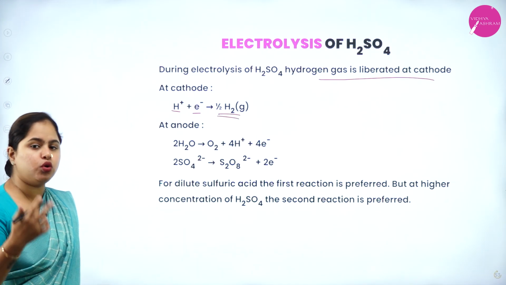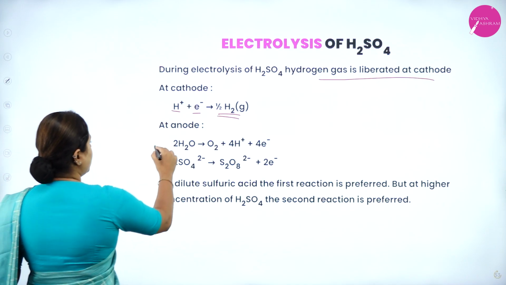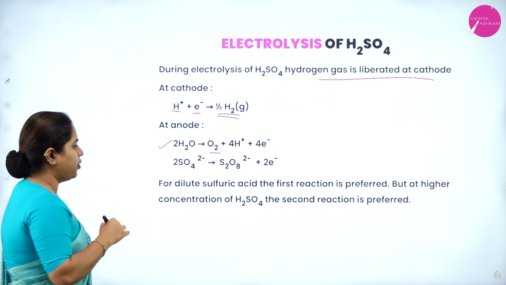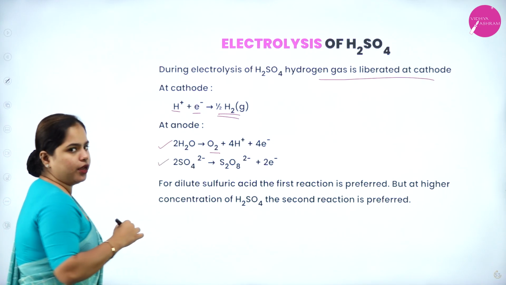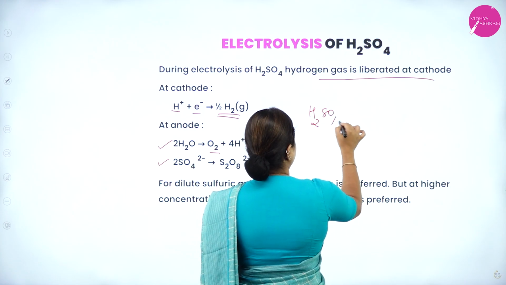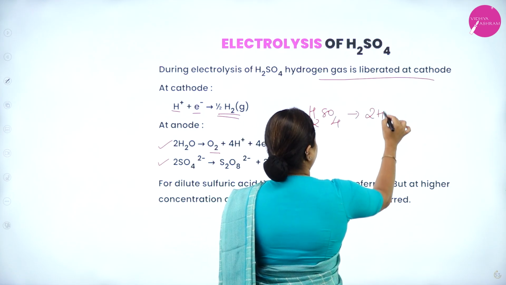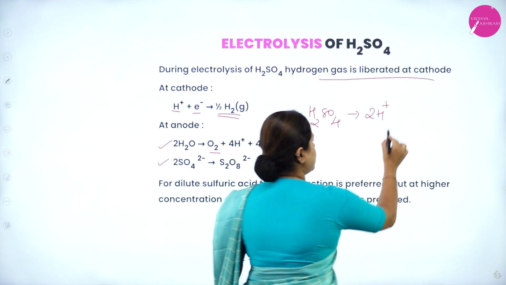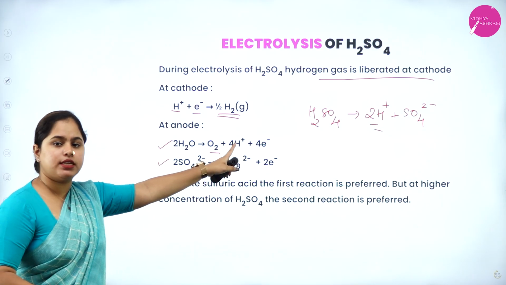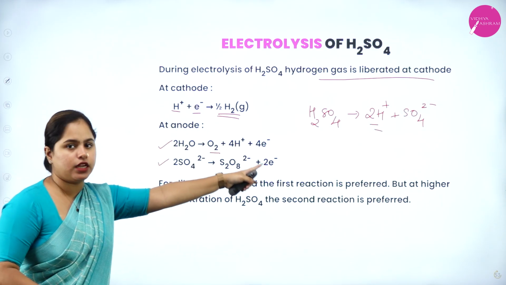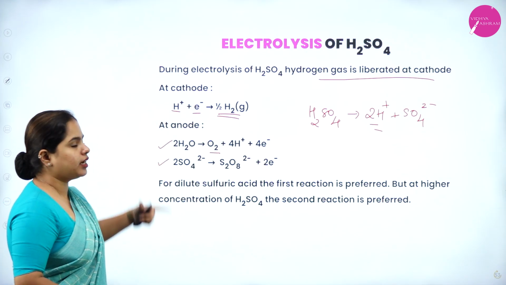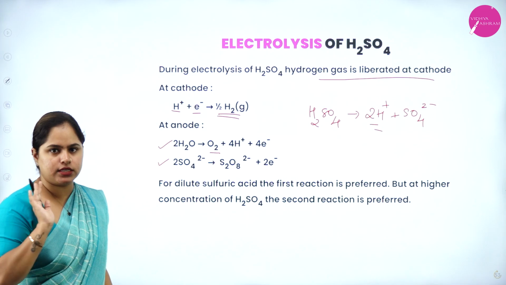At the anode, two reactions are possible. One is water can get oxidized to oxygen gas by the removal of electrons, or else the sulfate ions. Right. We are talking about sulfuric acid. So what is it that you are having? You are having H plus ions as well as sulfate ions, right? So at the cathode, what is happening? The H plus ions from the sulfuric acid accept electrons and form hydrogen gas. So the reaction at the cathode is only one, that is okay.